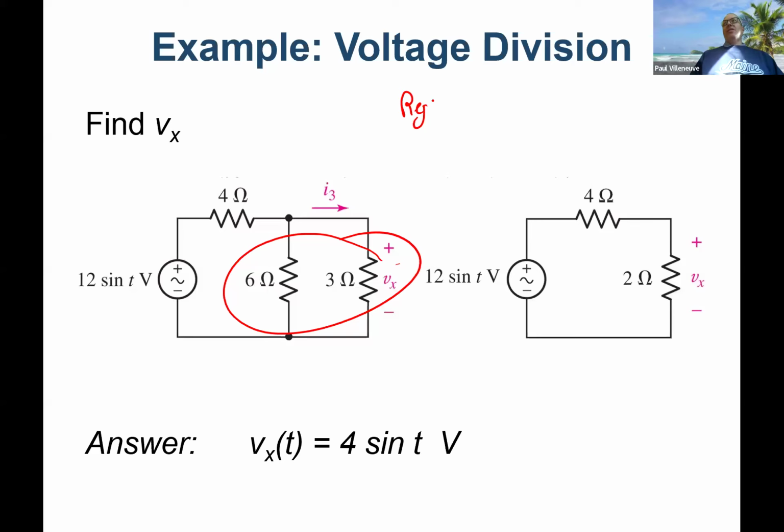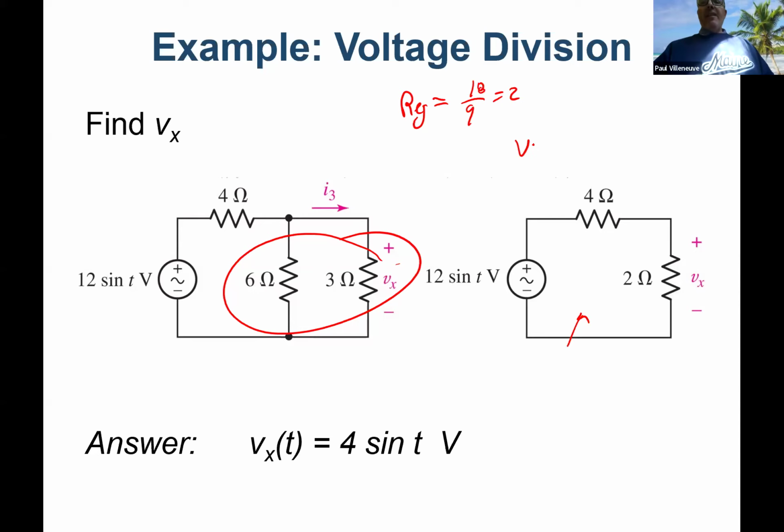Okay. So first thing we did is we did R equivalent. We did product over sum, 18 over 9, which is equal to 2. Our new circuit is here. And now we can just do voltage divider.